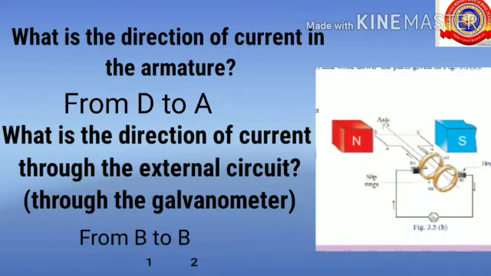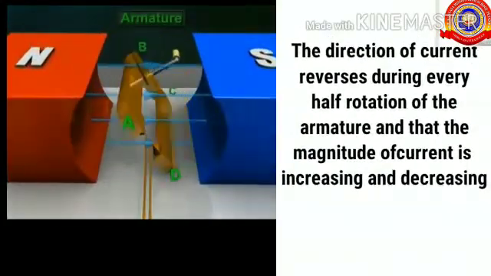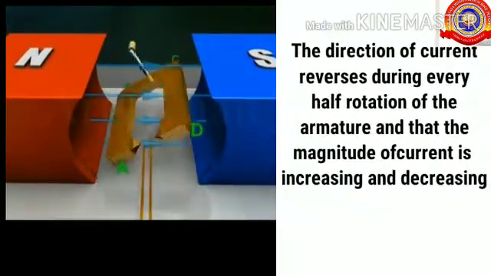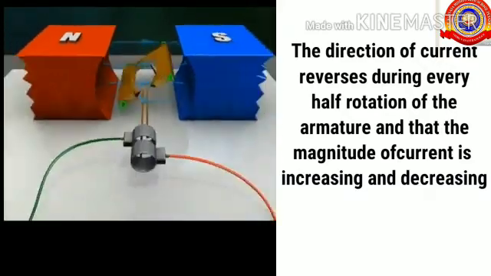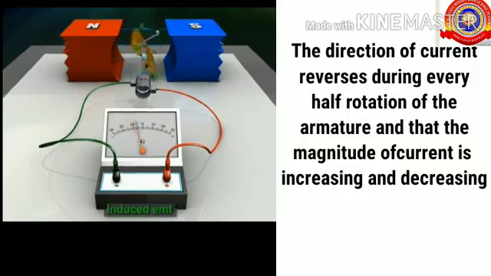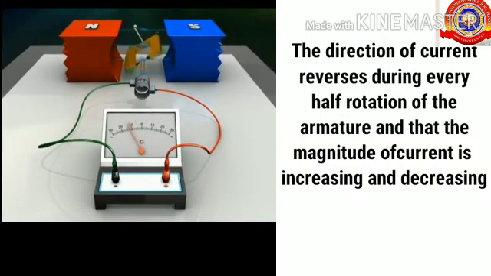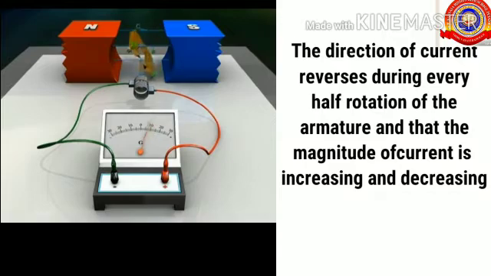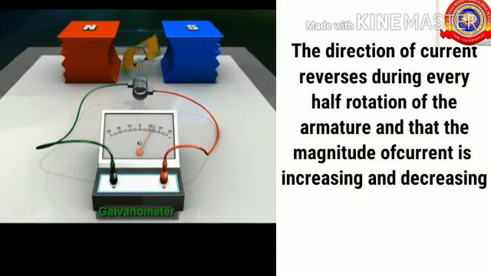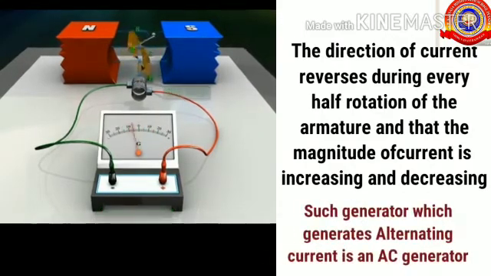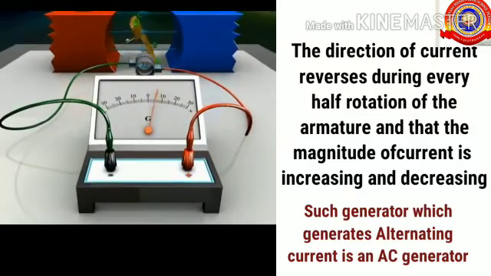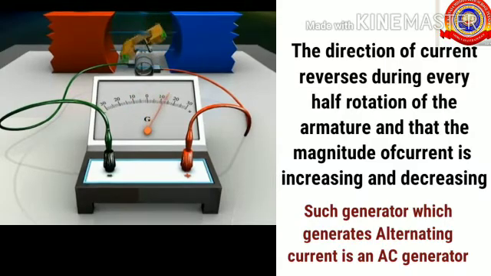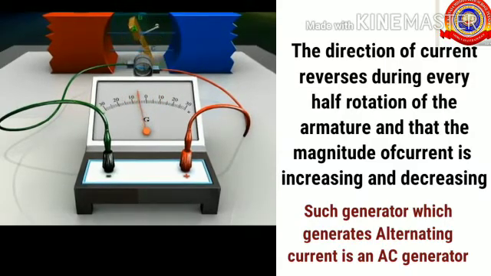That means after completing the half rotation, the direction of the current reverses. Okay? That is, the direction of current reverses during every half rotation of the armature, and the magnitude of current is increasing and decreasing according to the rotation. Such a generator which generates alternating current is an AC generator.